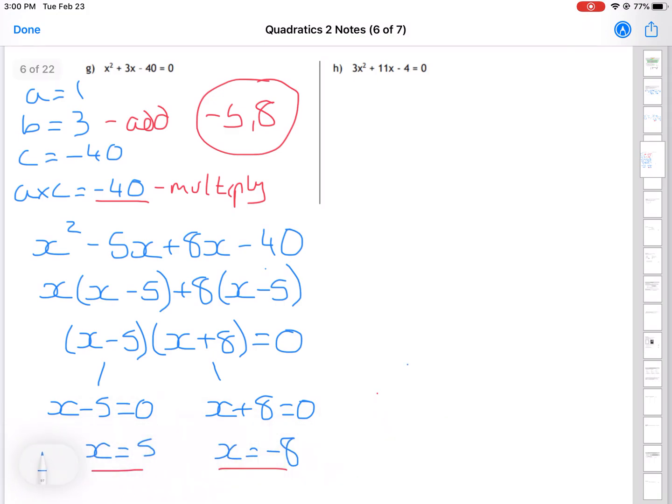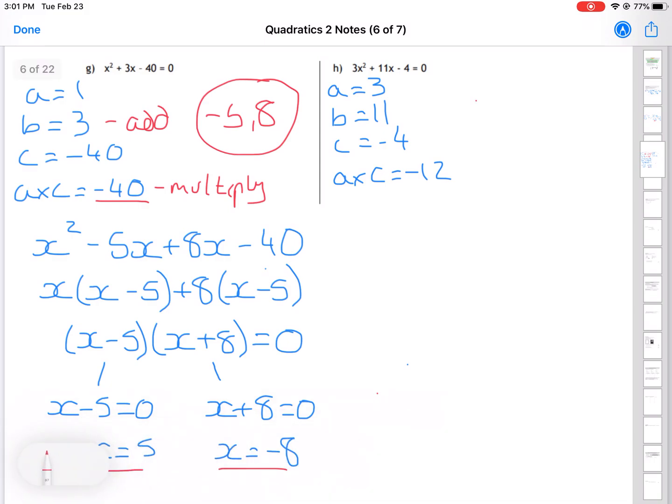For H, we do the same thing. We just end up with a coefficient of x squared this time, which means our a has to be 3. But the process is still exactly the same. So a is 3, b is 11, c is negative 4. a times c is equal to negative 12.